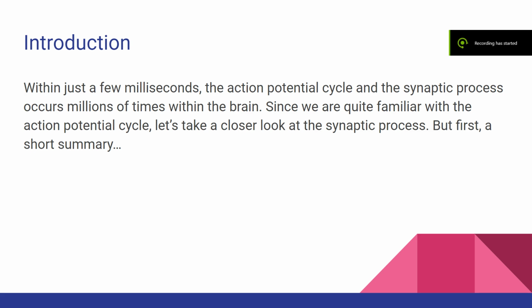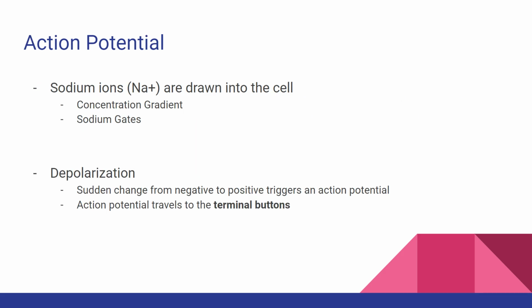Within just a few milliseconds, the action potential cycle and the synaptic process occur millions of times within the brain. Since we are quite familiar with the action potential cycle, let's take a closer look at the synaptic process. But first, a short summary about action potentials to set the stage.